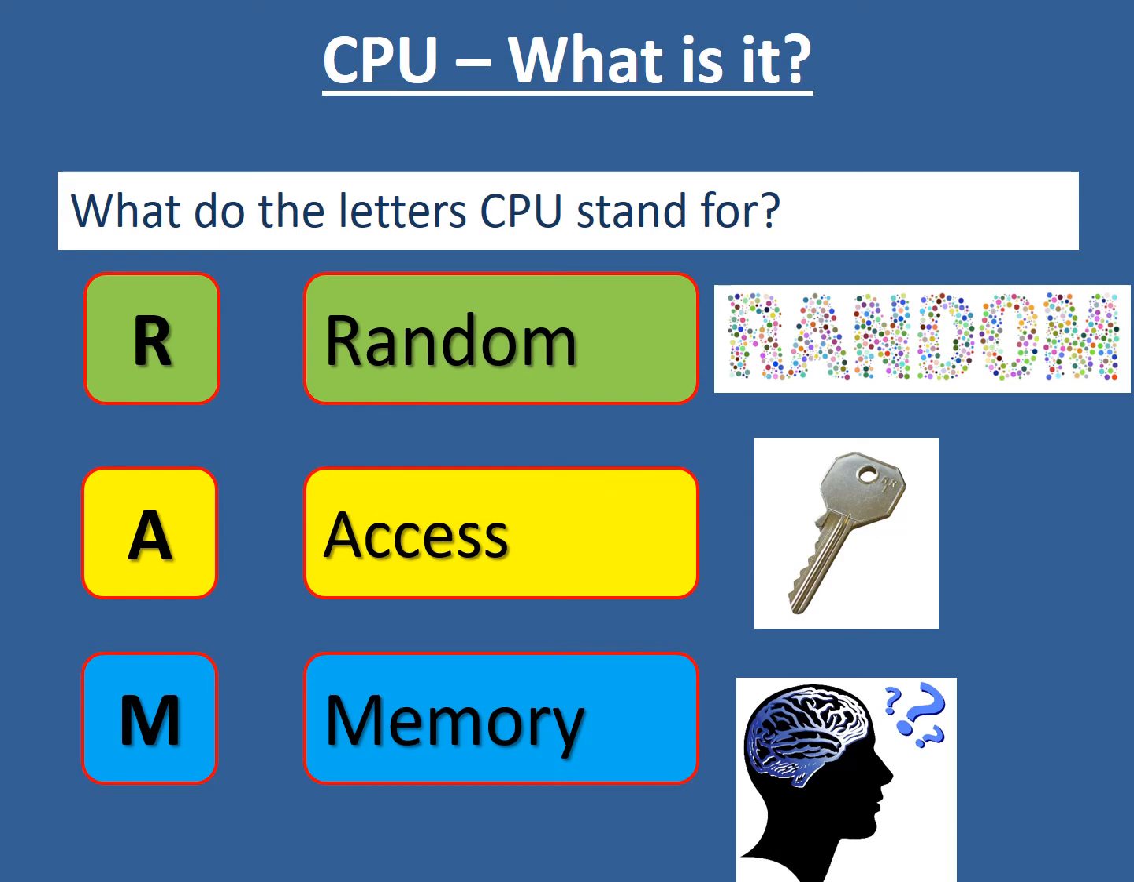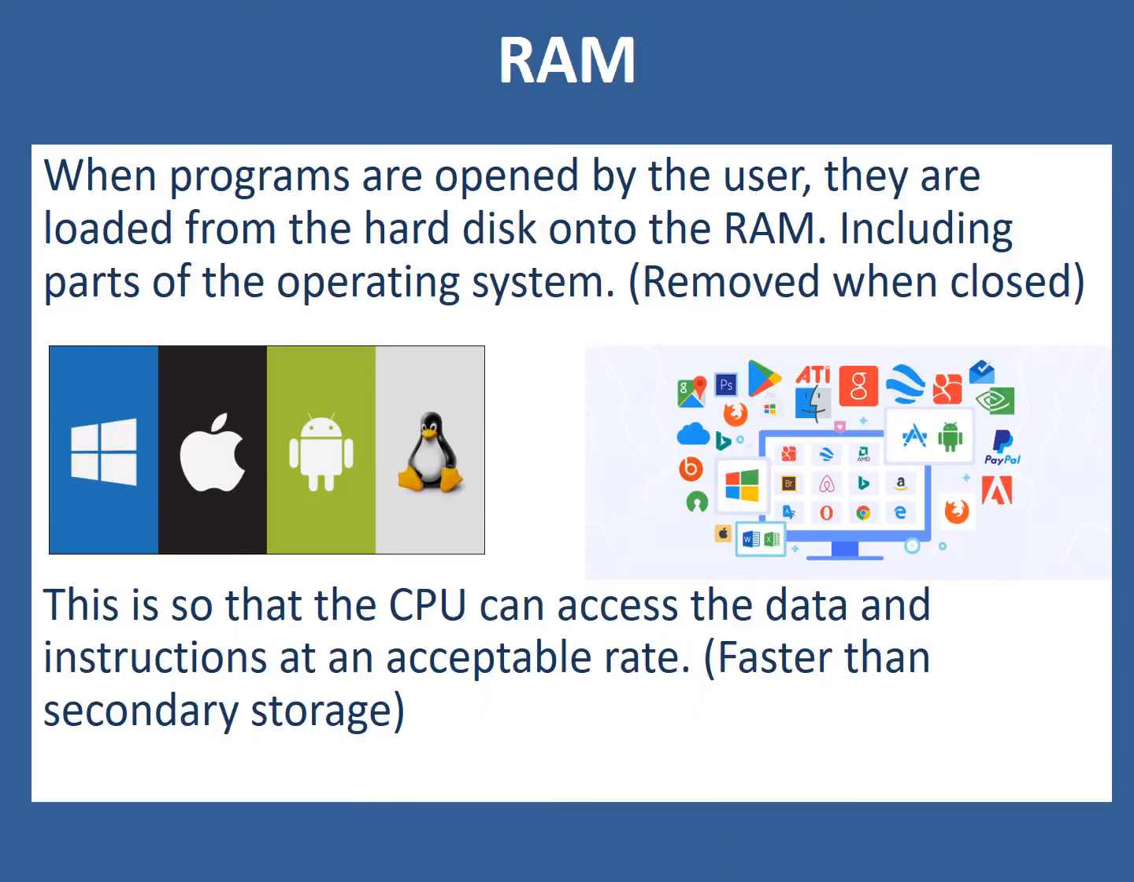Let's have a closer look at what RAM actually is. So when we load a program, and I've given you some examples of programs on the screen, including operating systems, we need to load those into RAM. Remember, this data is removed because it's volatile when we turn off the computer. But we're moving it closer to the CPU so we can access the instructions from those programs quickly. It's a much faster rate than if we were having to access them from secondary storage.